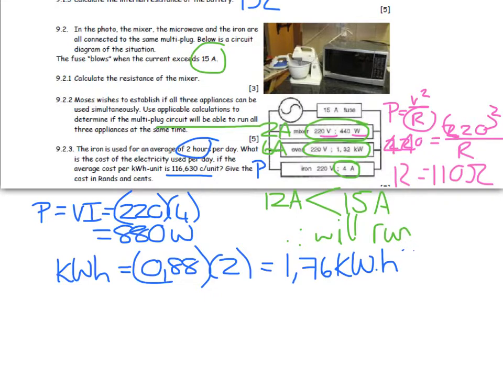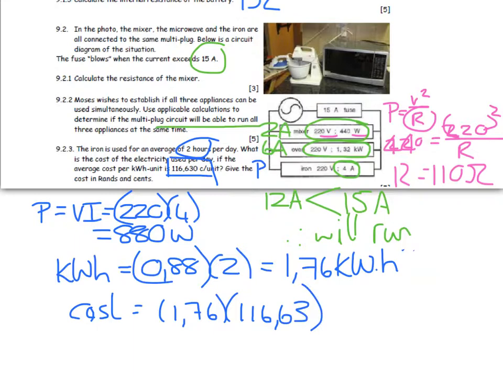And then I need to multiply that by the cost. So the cost turns out to be 1,76 multiplied by 116,63, and that comes out to be approximately 205 cents, which in rands is R2.05.